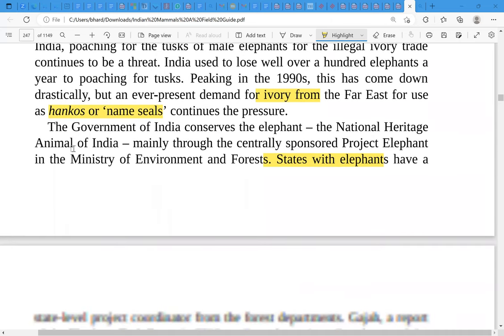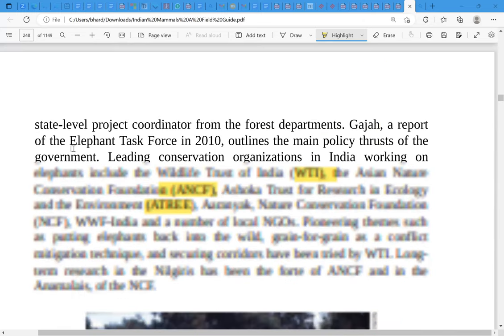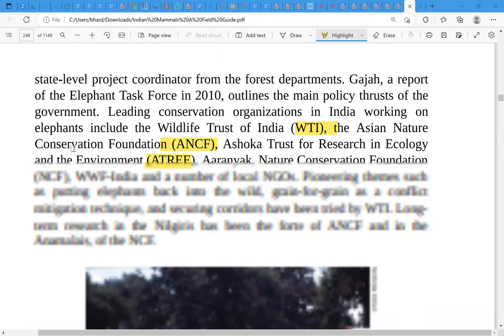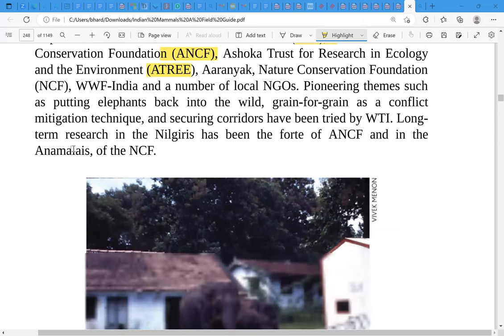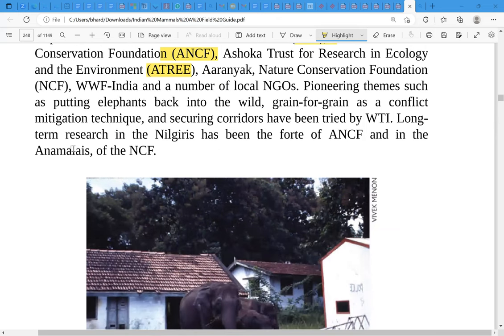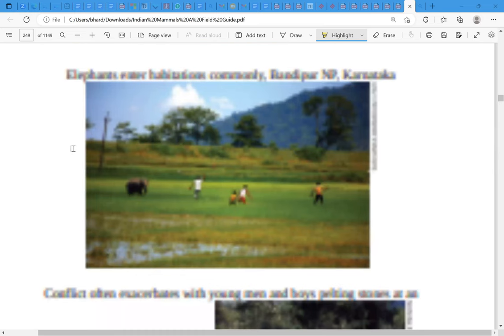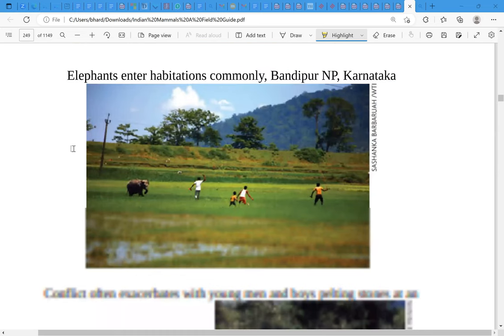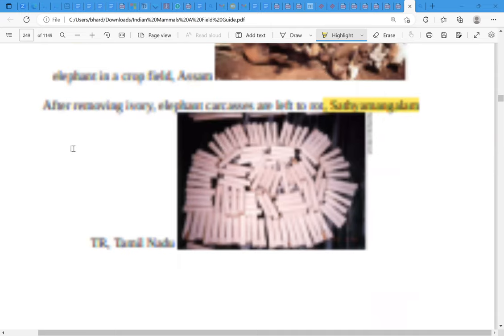Steps have been taken, as I just told you, including by the Wildlife Trust of India, Asian Nature Conservation Foundation, Ashoka Trust for Research in Ecology and Environment, and so on. A number of steps must be taken to preserve its status and also its ecosystem. Otherwise, there will be severe issues for us in the coming times.